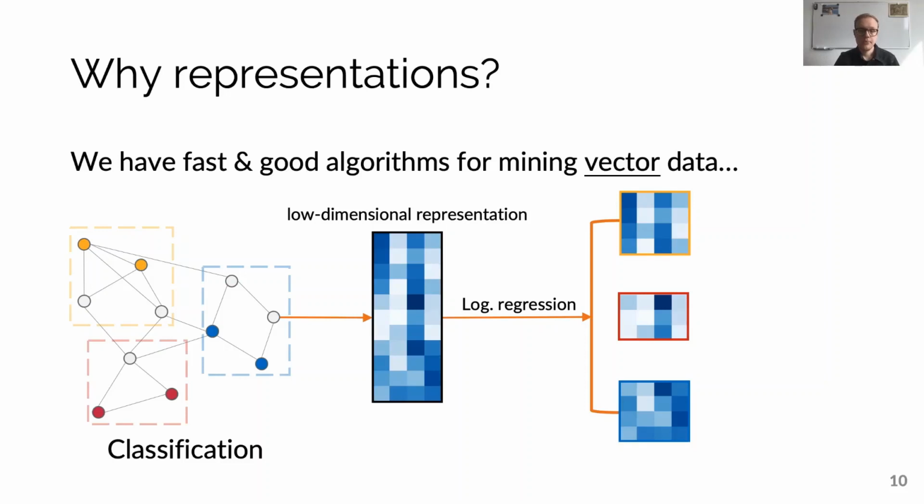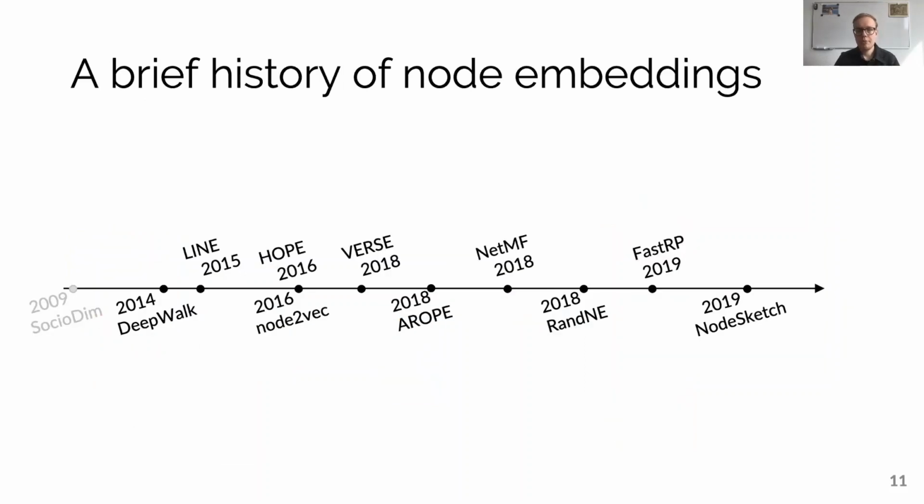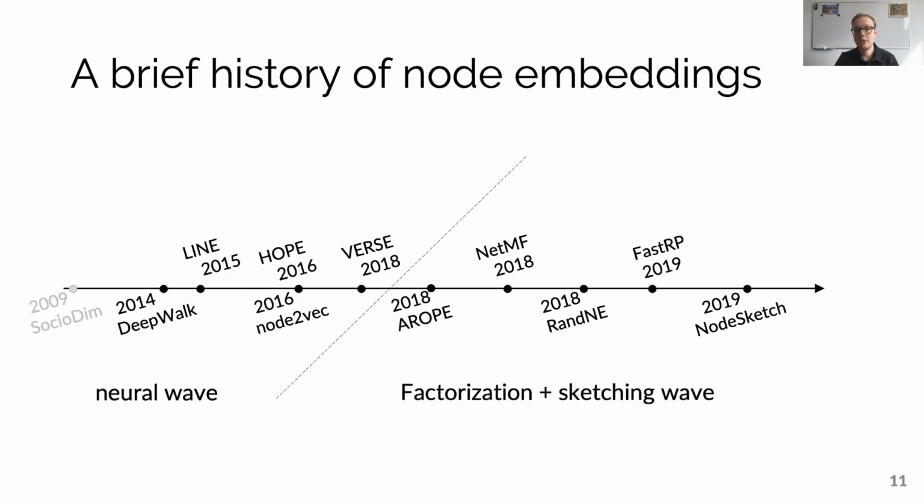So I will talk about a lot of embedding algorithms today, covering from the first attempts to the most recent advances. I will cover in total 10 different papers, so please be patient with me. And I try to bring some unified structure towards that, and I will separate my talk in the 2 parts. I would call them first the neural wave and the factorization and sketching wave. So the second appeared a bit later, although the first paper in matrix factorization for node embeddings appeared in 2016.